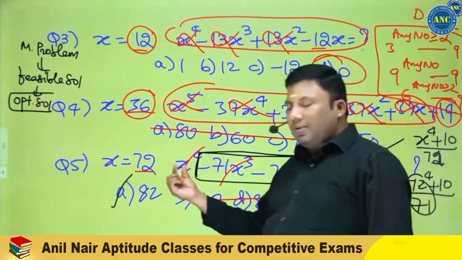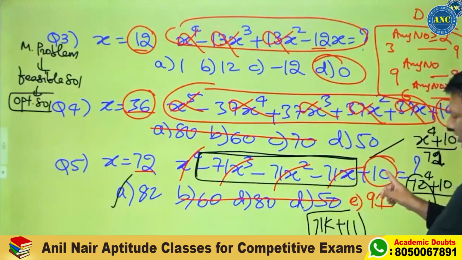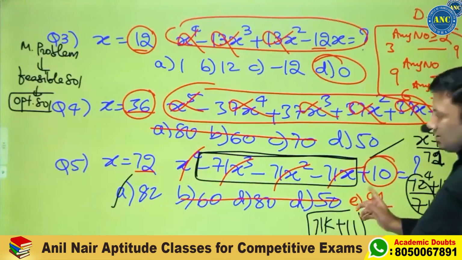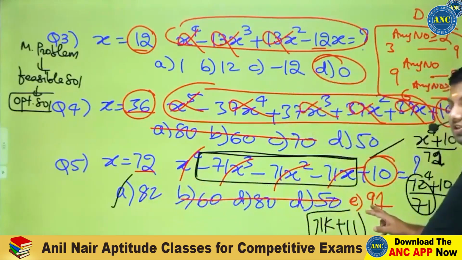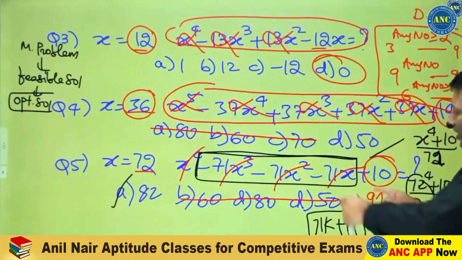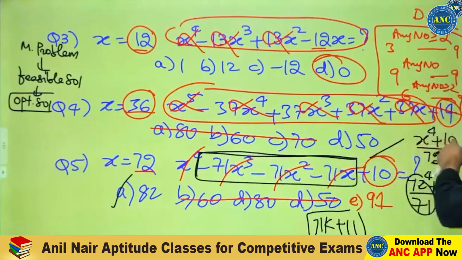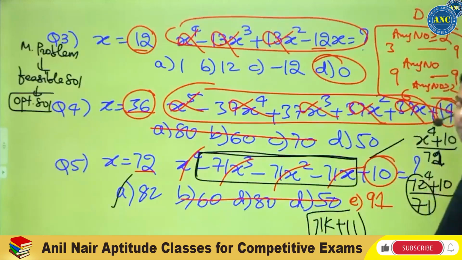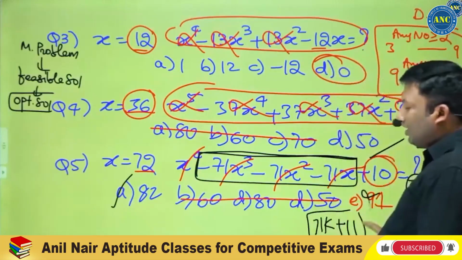Idea clear? Again, I'm repeating, 72 digital sum is 9. 10 digital sum is 1. Answer digital sum should be 1. If there is more than one answer option with digital sum 1, middle terms are divisible by 71. These x power 4 plus 10, 72 power 4 plus 10, it will give a remainder 11. Answer when divided by 71, it should give a remainder 11.